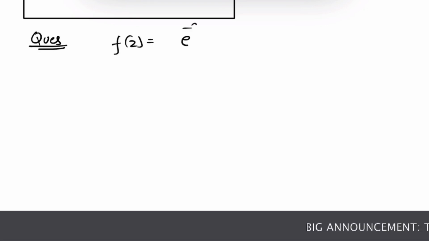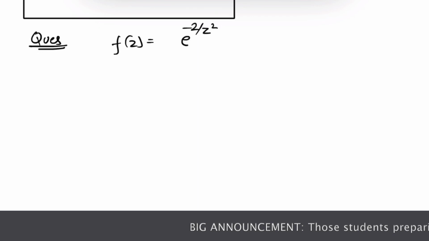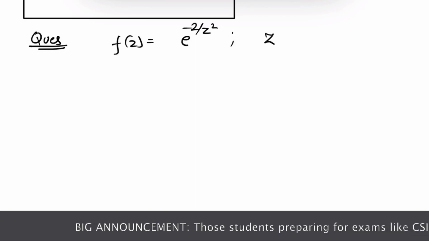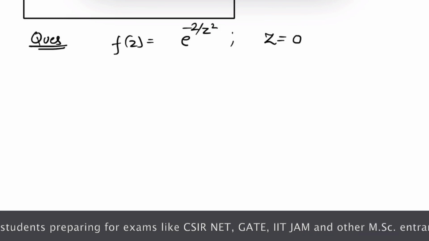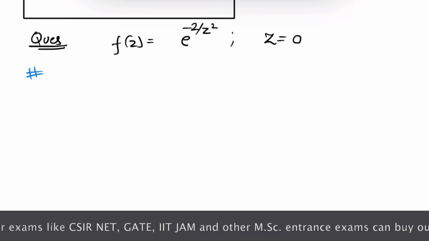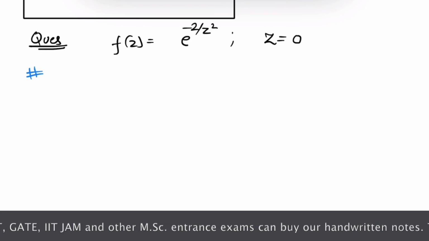Let's do one more problem. In the second question, we have function f of z equal to e raised to power minus 2 over z square, and we have to find the residue at point z equals 0. Now let's again find the expansion of function f of z.